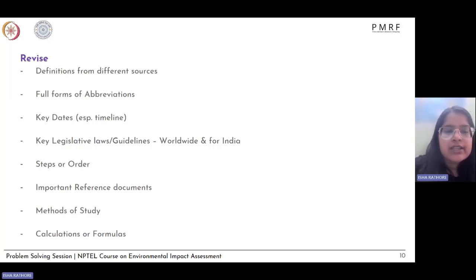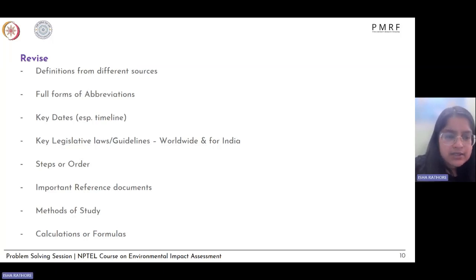Then steps or orders, like what are the steps in the EIA process, what are the steps in the SEA process, how do you go about doing the EIA method for water, for geomorphology, and all of those are again important steps which you need to remember. Next is important reference documents, so guidelines and things which came up, or reference documents, best practice, case studies, and things like that. So those reference documents or books which stated a particular concept. So those are again important reference documents. So you should revise these based on each lecture unit you have watched.